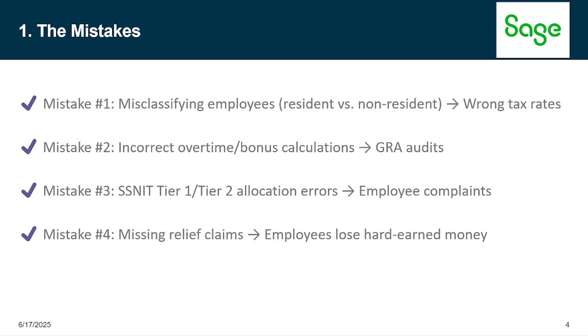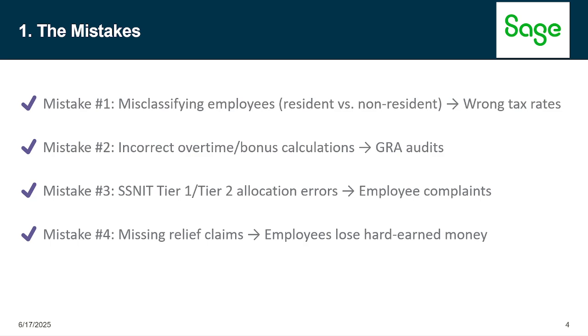Number two mistake is incorrect overtime and bonus calculations. The way overtime is taxed is different from how we tax the normal income. And bonus also is taxed differently from the normal earnings of a staff. And normally, if GRA comes to audit your payroll, it's not a nice experience for payroll and HR managers.